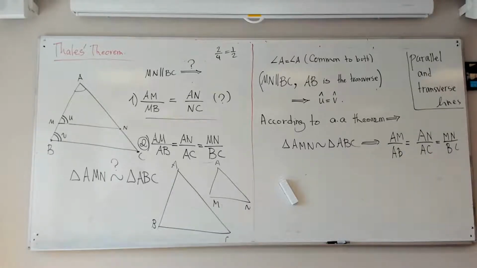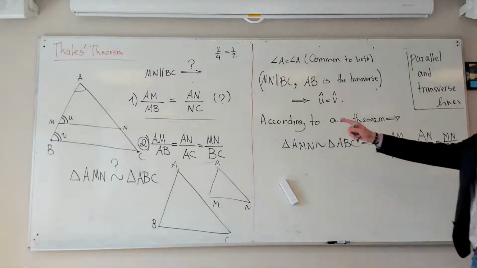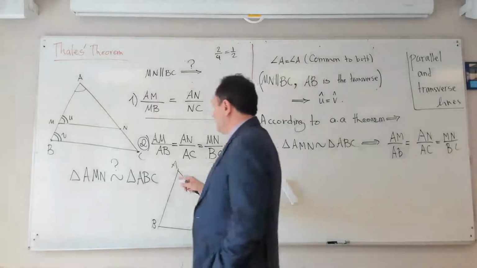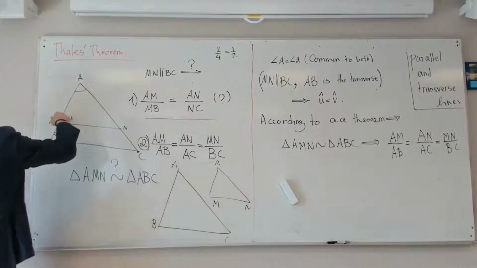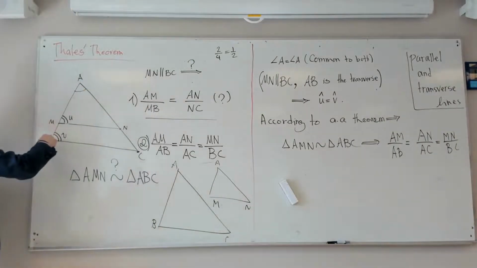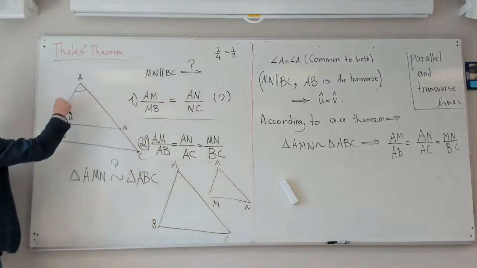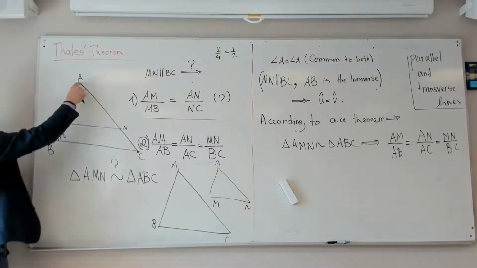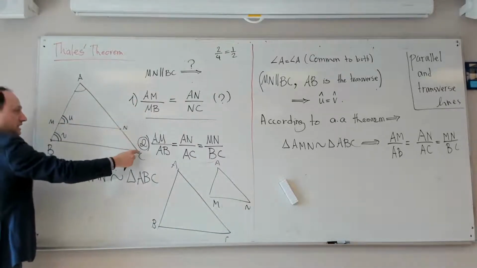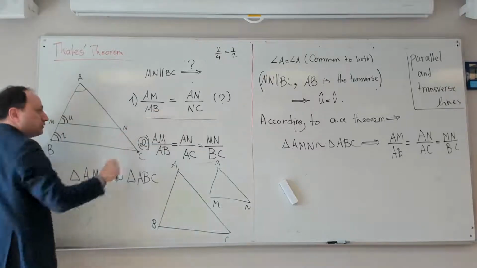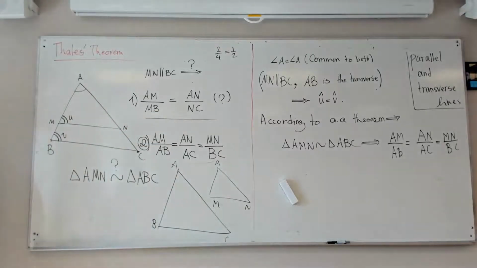But be careful. Do not mix up these relations number 1 and 2. If you write this to the whole line, then you can write three of them. But if you decide to write AM over MB, you can write only AN over NC, but you cannot continue. You have to stop there. Yes? So is that understandable? Yes?